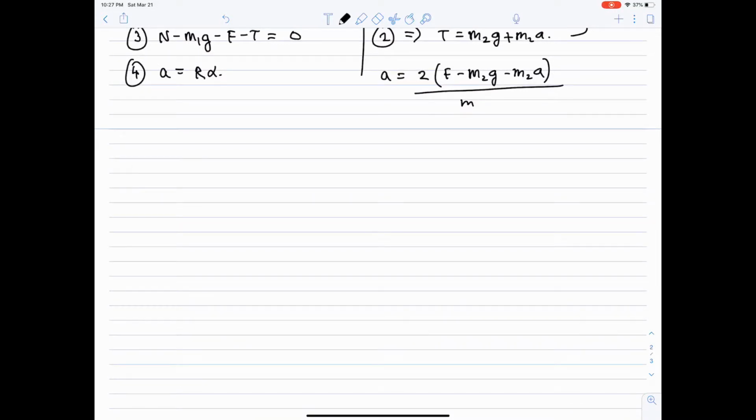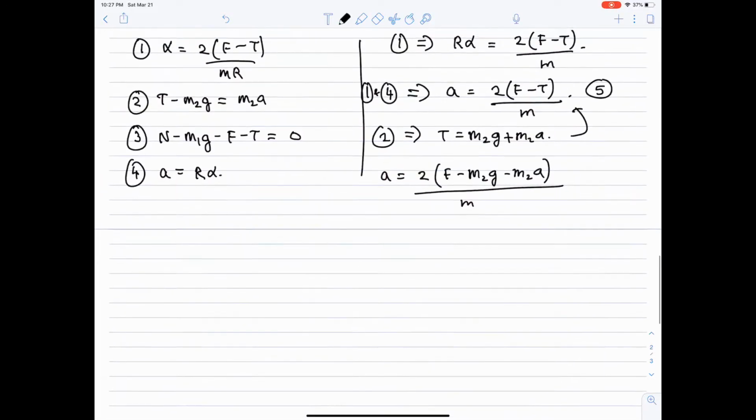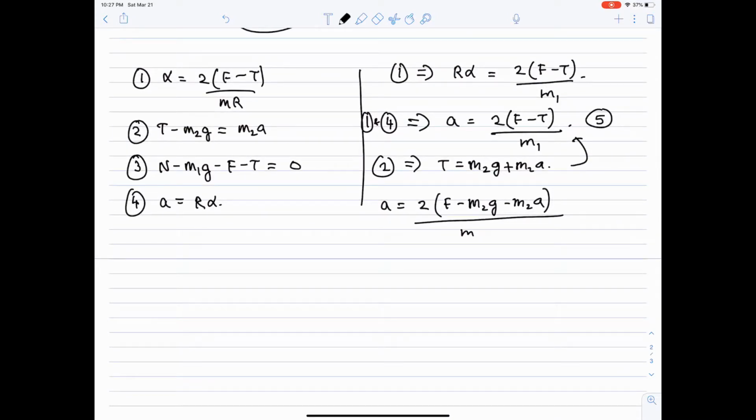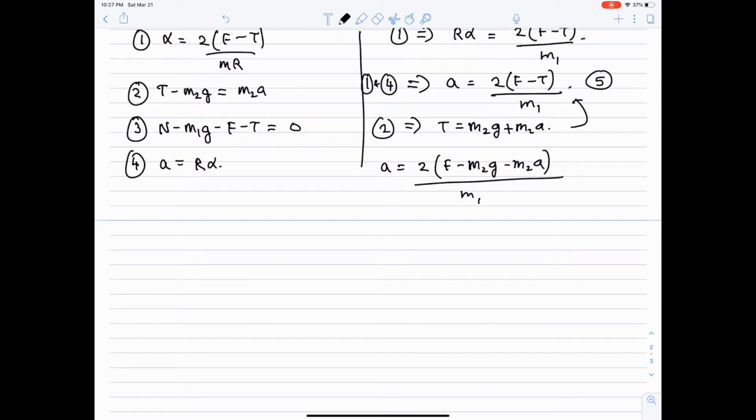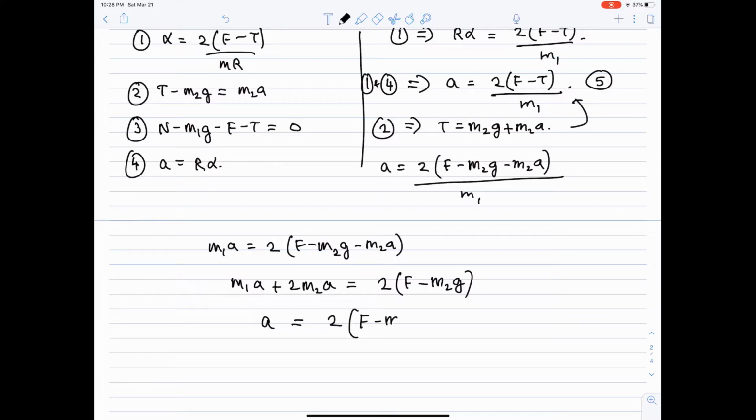Now let's see if we can substitute things. Rearrange this a little bit, bring the m up here. What m is this? This is going to be m1. So we have m1 a equals 2F minus m2 g minus m2 a. We can bring this m2 a to the other side, so m1 a plus m2 a equals 2F minus m2 g, or a equals 2F minus m2 g divided by m1 plus m2. Okay, so that's what we get. So that's the acceleration.